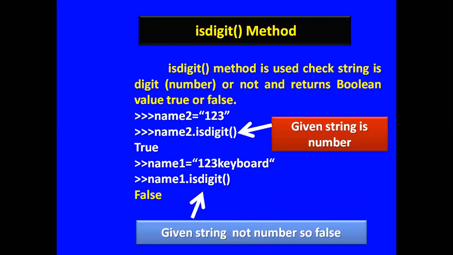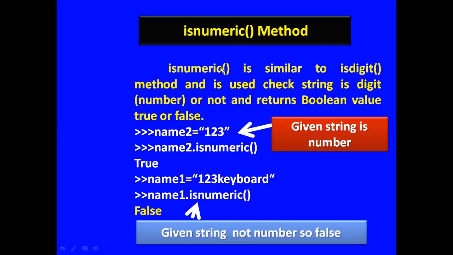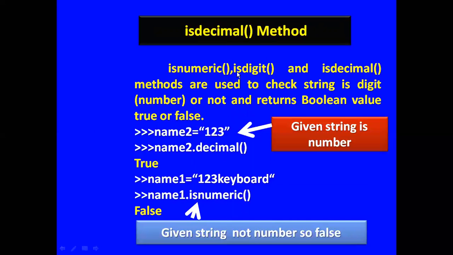Then isdigit. We are asking the computer to give me an answer whether this particular value is a digit or not. Here it is a digit, so it is giving me true. Here it is not a digit, it is alphanumeric, so it is going to give me false. And if I am talking about isnumeric, isdigit, or isdecimal, these methods are used to check whether the string is a number or not, and return a Boolean value. That is, if this is decimal, it is going to tell me the given string is a number. So all these three are checked for numbers only.